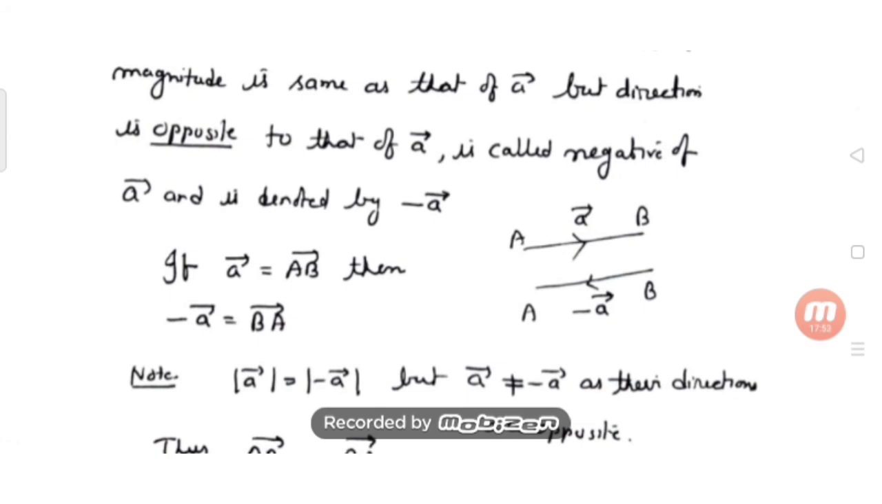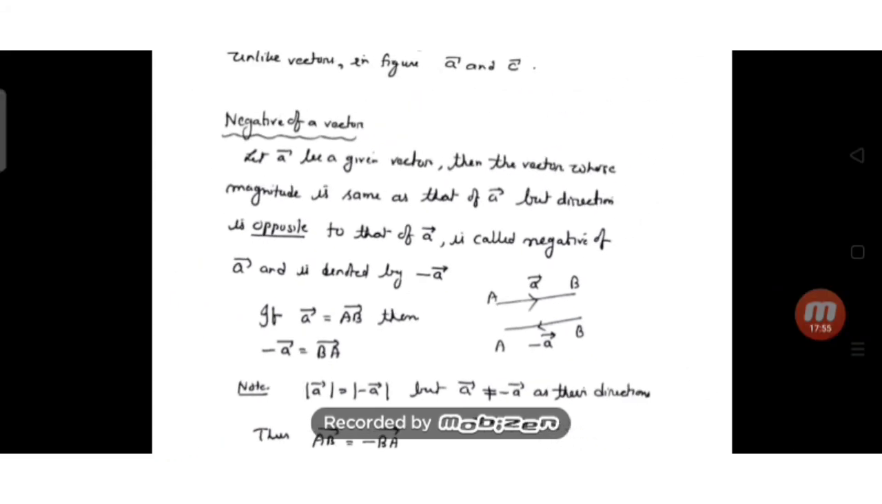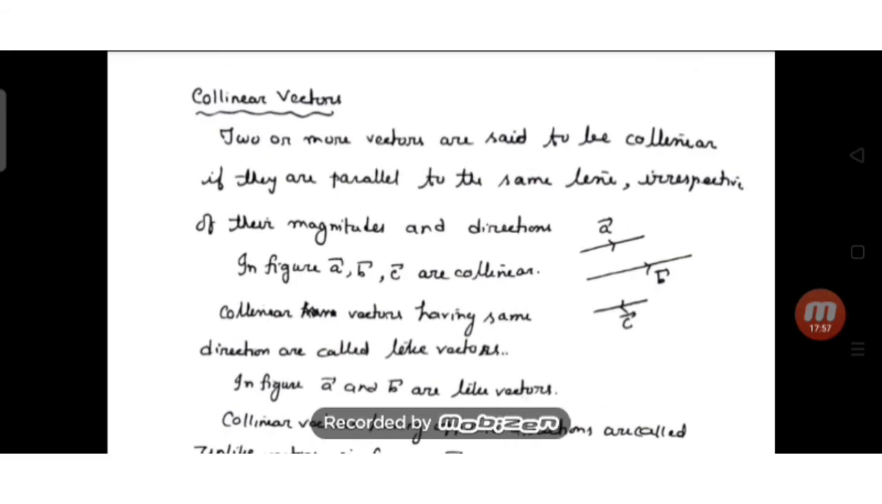The definitions are important, because when we solve problems we have to use each definition. Next, it's a very important concept: collinear vectors. Two or more vectors are said to be collinear if they are parallel to the same line, irrespective of their magnitude and direction.